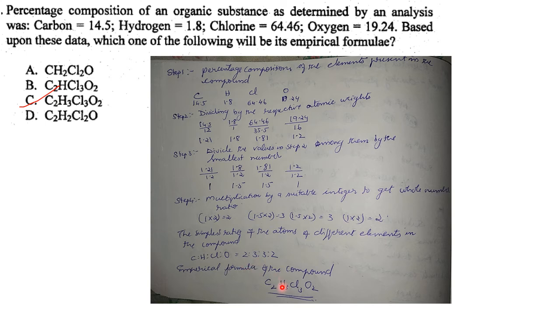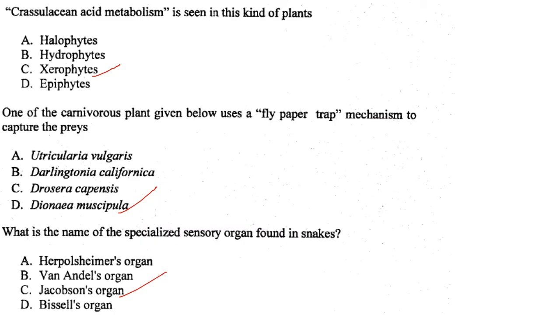So empirical formula will be C2H3Cl3O2. So answer is C2H3Cl3O2. Answer is option C. Now next one.